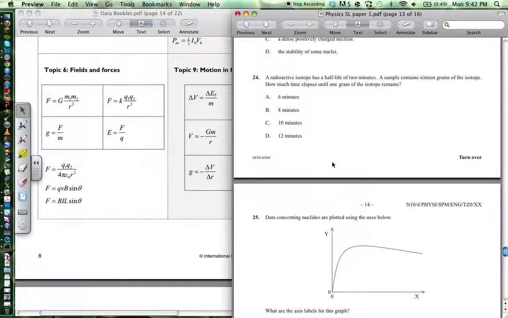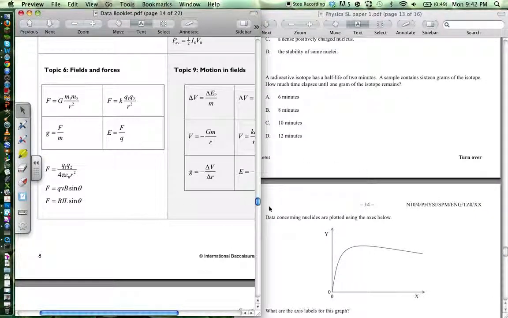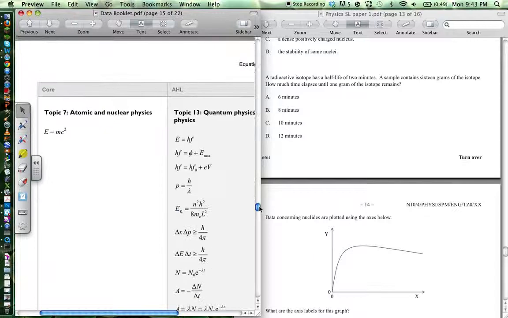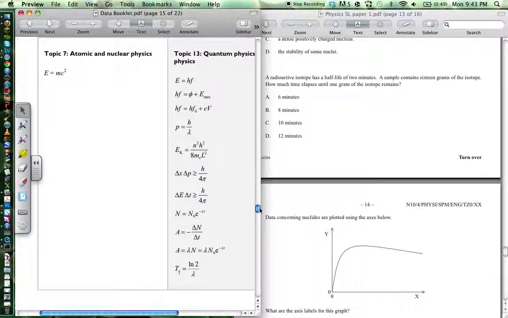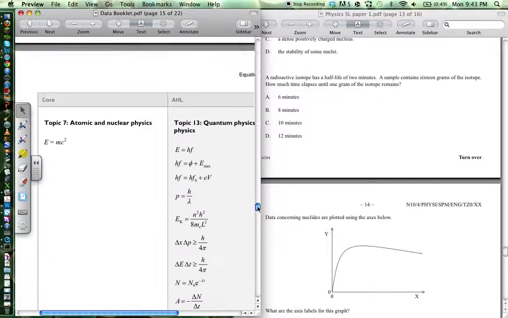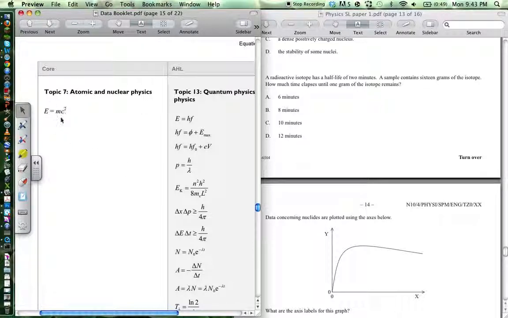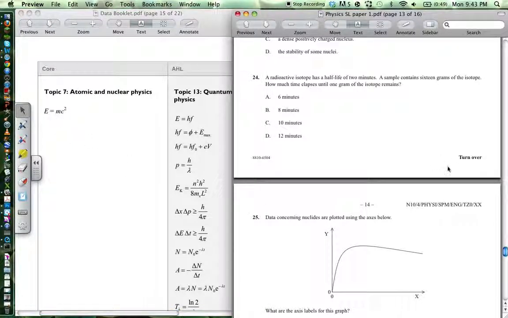Let's have a look at 24. Now we're actually moving on here, so let's move on to this. There's not much in the way of formulas for the standard level for this unit, but you do need to be able to work with some numbers, but it's not too difficult.